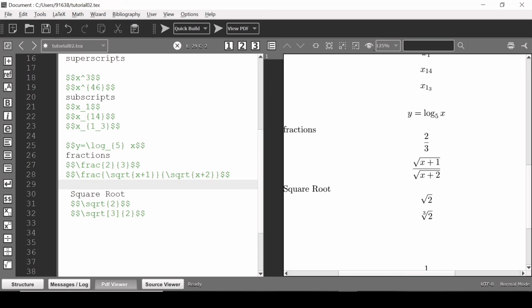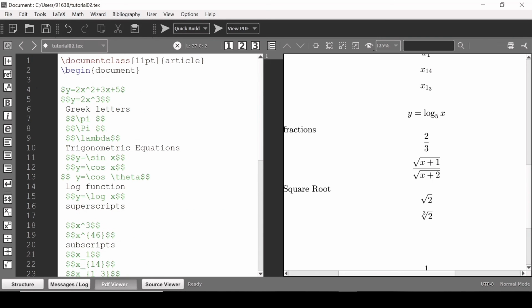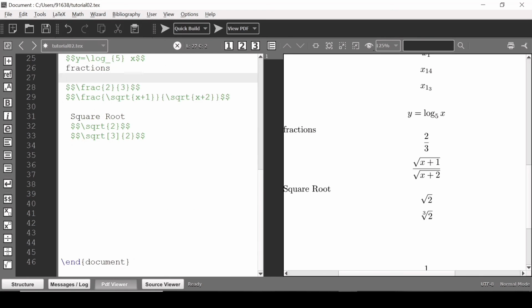So this is very simple. You can practice a little bit and you will get the idea of how to write equations, functions, how to write using Greek letters, how to write trigonometric equations. Very simple.